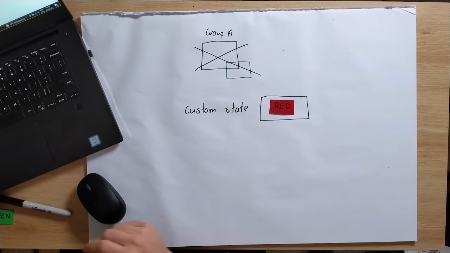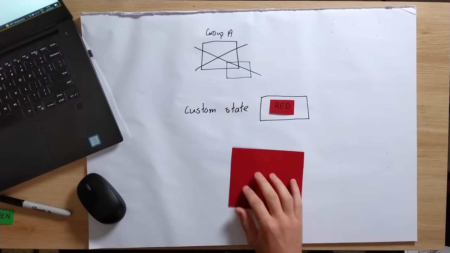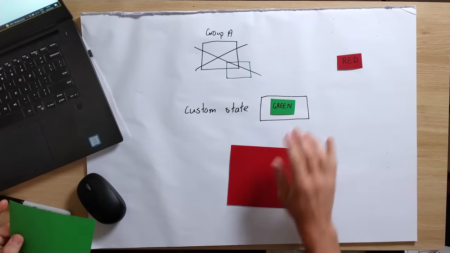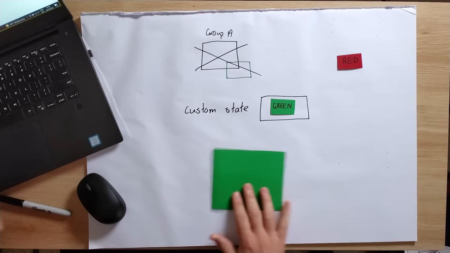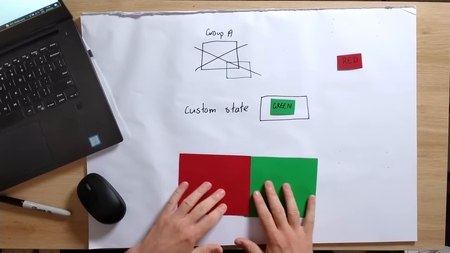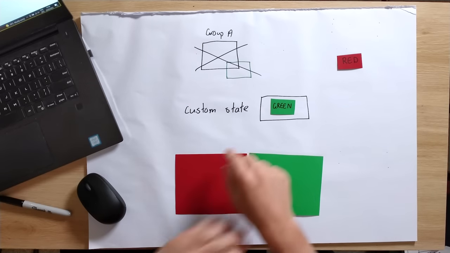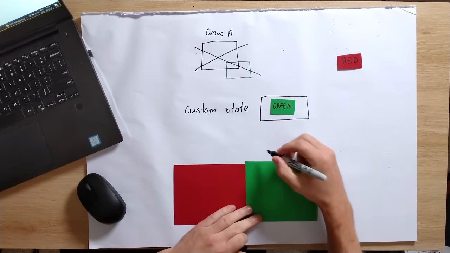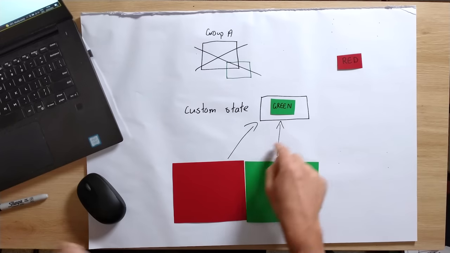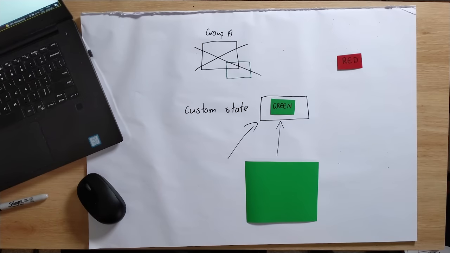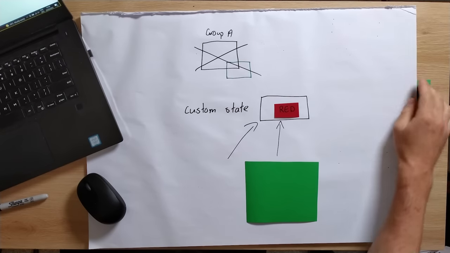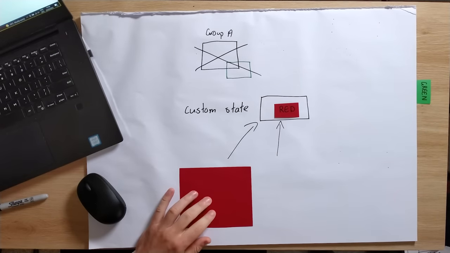Depending on what it is, if it's red, then we want the red shape to appear. If it's green, then we want the green shape to appear. That simple. So the elements, the equivalent of these groups here, are looking to the custom state to know what they should do. In this case the custom state is green, so the red one's going to disappear. However, if that changes to red, then the green one is going to disappear.